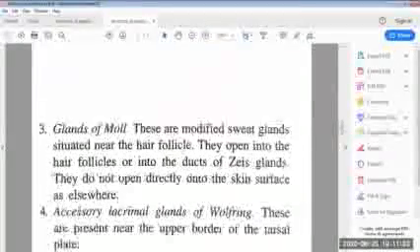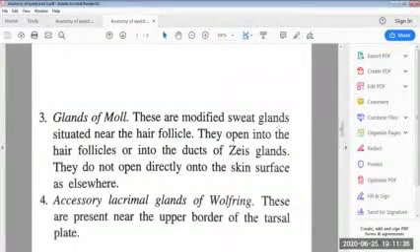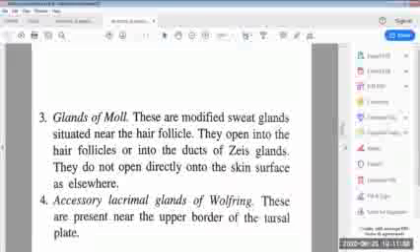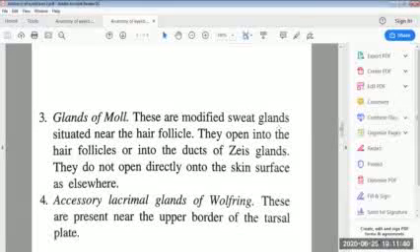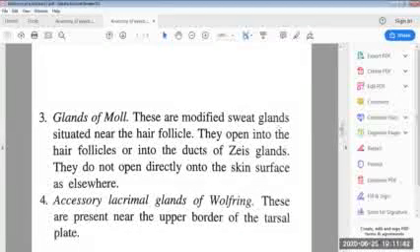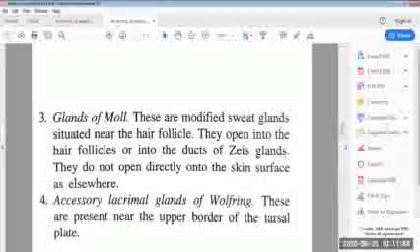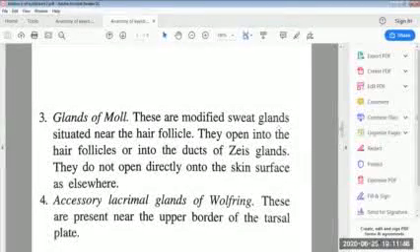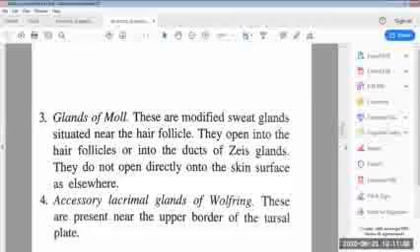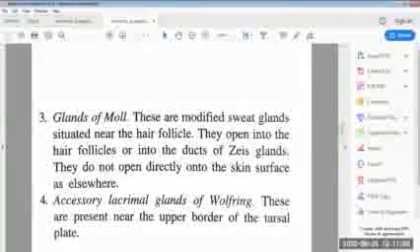Next gland is the glands of Moll. These are the modified sweat glands. Earlier, the meibomian gland and the gland of Zeiss were the modified sebaceous glands, whereas the glands of Moll are the modified sweat glands situated near the hair follicle.